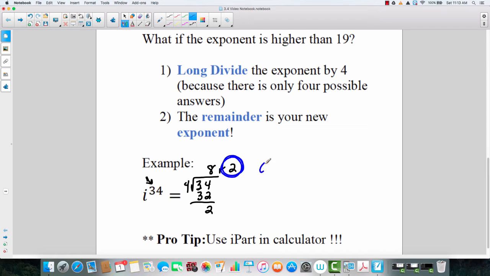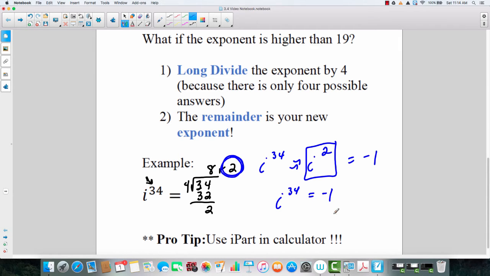So what we say is i to the 34th is equivalent to i to the 2nd, because there's only 4 possible values. We just saw that. It just keeps spinning around and spinning around. So to get a shortcut, you just divide the 34 by 4, and the remainder turns out to be your new thing, your new exponent. Now, what is this? -1. So what does that tell us? i to the 34th is -1.